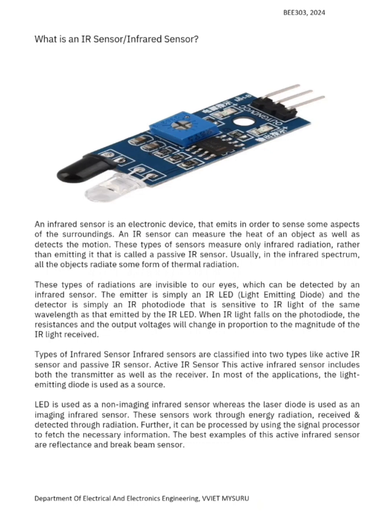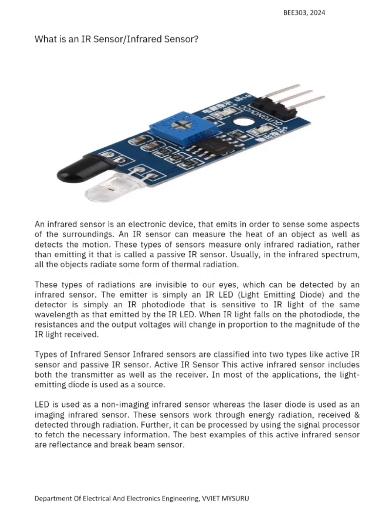What is an IR sensor? An infrared sensor is an electronic device that emits infrared radiation in order to sense some aspects of the surroundings. An IR sensor can measure the heat of an object as well as detect motion. These types of sensors measure only infrared radiation rather than emitting it. That is called a passive IR sensor.